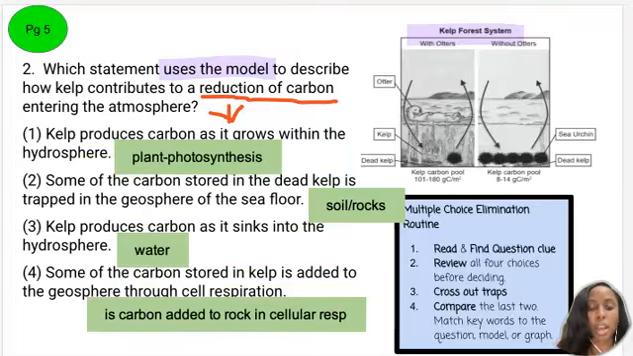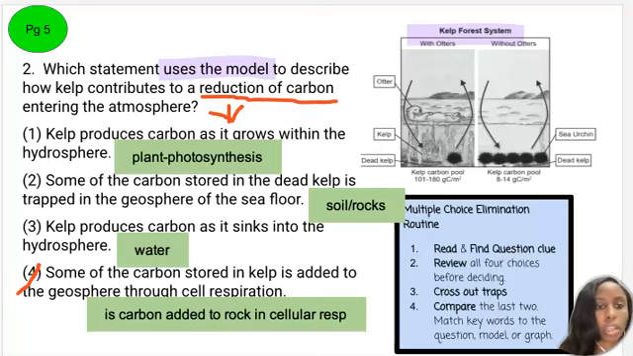Okay, now that we got the mini notes out of the way, let's immediately start eliminating things that we feel are wrong. The biggest misconception that jumped out to me was question number 4, because it gave us the wrong process. Respiration releases CO2 into the atmosphere, but carbon is not added to rocks through cellular respiration. That is completely incorrect. So let's cross that one out.